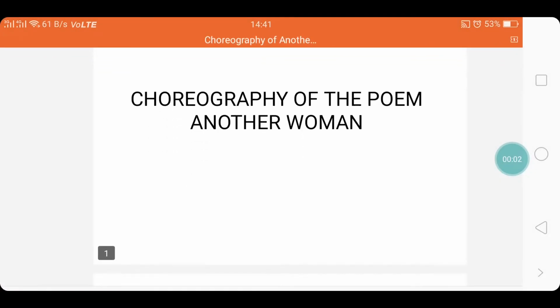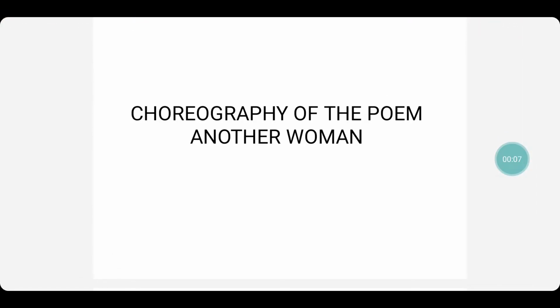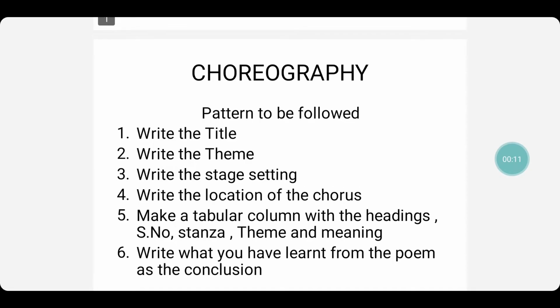Hello children, today we are with the choreography of the poem Another Woman. Choreography is a Paper 1 skill. It is a major discourse. It is for 10 marks. Now we are here to look at the pattern to be followed to write a choreography.